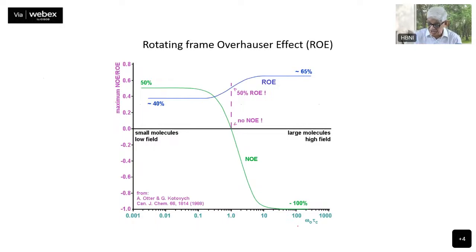This is against the correlation time here, omega naught tau c. So the NOE goes from minus 50% to minus 100%, or 0.5 to minus 1. And it goes to 0 at this point. At this point, there is no NOE, whereas the ROE is always there. ROE is never 0. Therefore, for small molecules, it is most desirable to do the ROE experiment, so you will not miss any correlations.